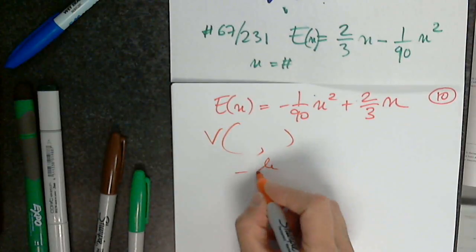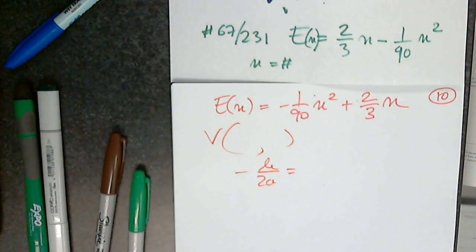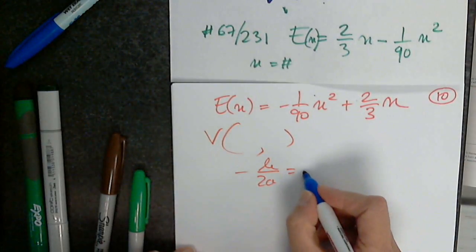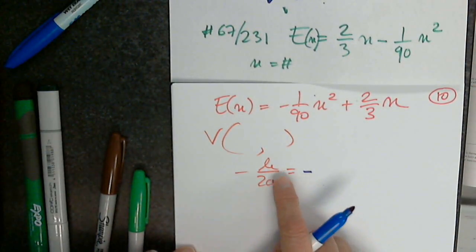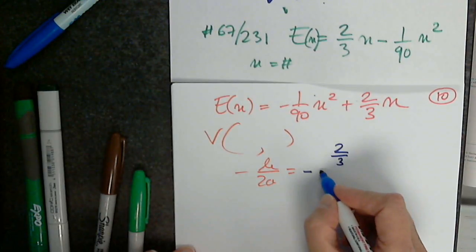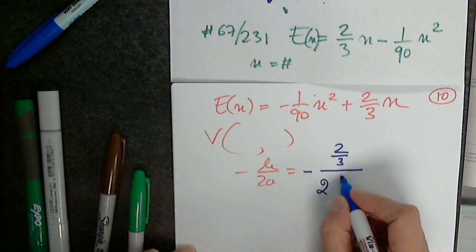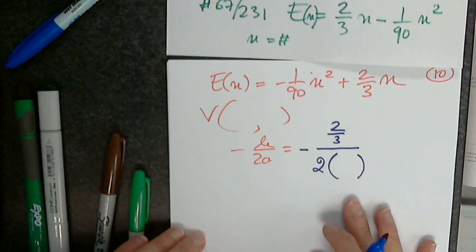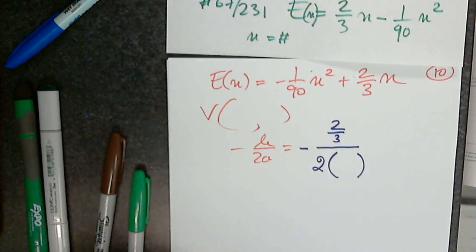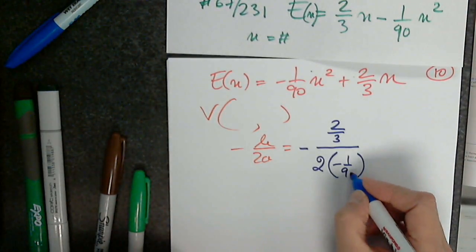Exactly. -b/2a. I have to be very careful. I need to carefully identify a, b, signs, everything. I'm ready when you are. So 2/3. Indeed. Minus in front, we have to copy the minus. So b has to be 2/3, and the denominator I have to write 2. I have to write parentheses, careful. And yes, -1/90.